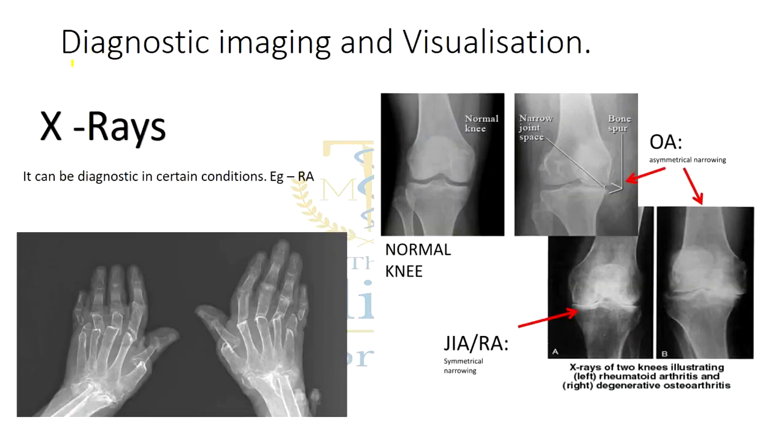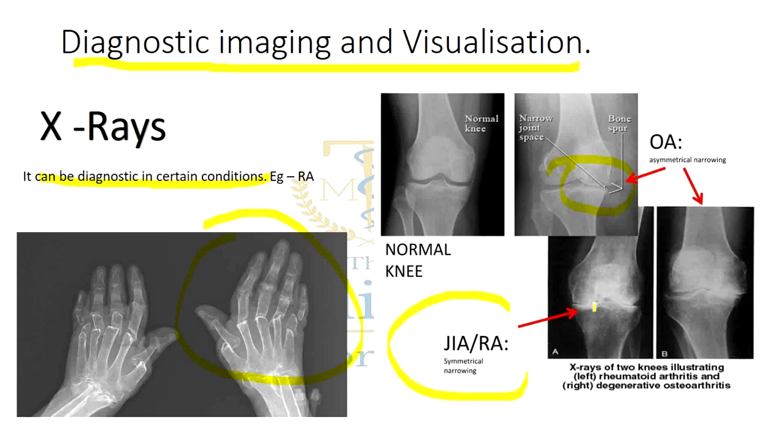Diagnostic imaging and visualization. Well, this is not always the first step, but definitely X-rays can be diagnostic in certain conditions like rheumatoid arthritis and osteoarthritis. Look at this. Isn't this so classical? You see the ulnar deviations in rheumatoid arthritis. Look at this. This is a normal knee joint, and in osteoarthritis you see in the medial segment there's a loss of joint space with bone spurs, whereas in rheumatoid arthritis you see subchondral sclerosis, and this is osteoarthritis. So X-rays do give you valuable information on the disease process.